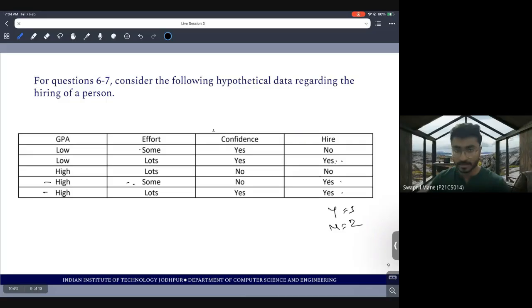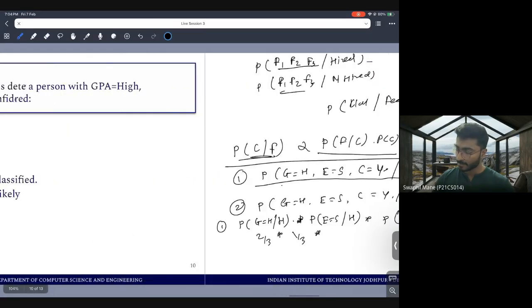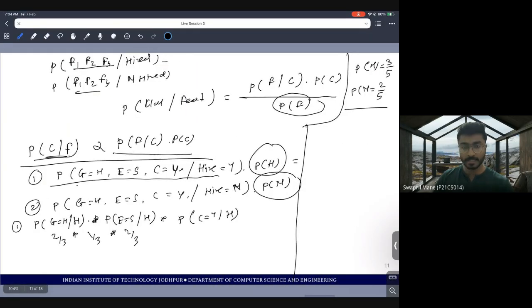Then confidence is equal to S. How many are we getting? It is also 2, right? 2 divided by 3. So from this we are getting a total, and this is for equation 1, which is about 4 divided by 27. We need to multiply this with the probability of S, this one probability.